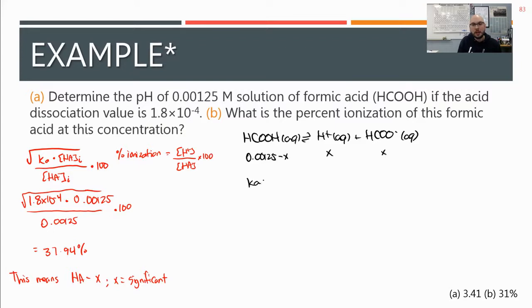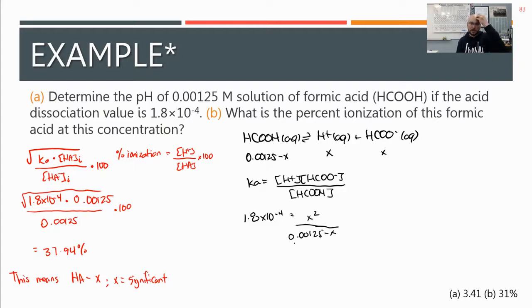So that gives us a Ka equal to the concentration of H plus, HCOO minus, that's the forming ion, over the original concentration. So we're going to get 1.8 times 10 to the negative 4 is equal to X squared over 0.00125 subtract X. When we multiply this out, we take 0.00125 multiplied by 1.8 times 10 to the negative 4, which gives us 2.25 times 10 to the negative 7 subtract 1.8 times 10 to the negative 4 X is equal to X squared.